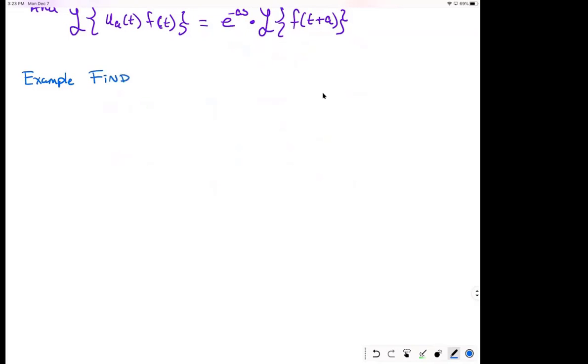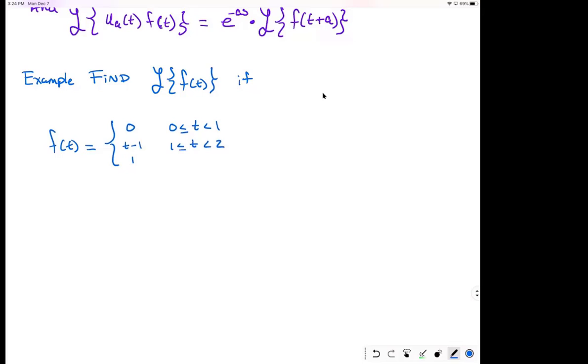Find the Laplace transform of f of t, if my f of t is a piecewise function: 0 when t runs from 0 to 1, t minus 1 when t is from 1 to 2, and 1 when t is bigger than or equal to 2.